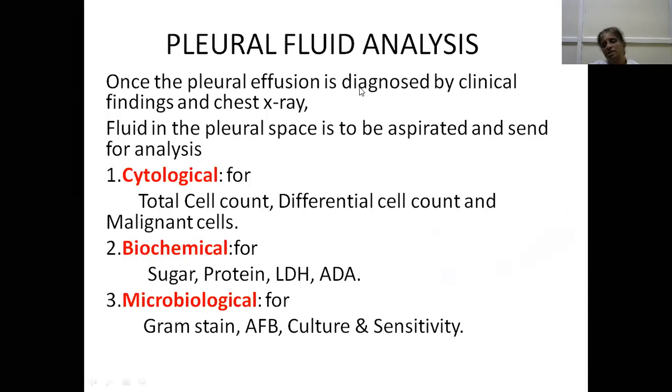So once the diagnosis is done, pleural fluid analysis should be sent. What are the tests that we do for pleural fluid? Once the pleural fluid is aspirated from the pleural space, we should send it for cytological, biochemical, and microbiological investigations. Cytological for malignant cells and TC DC. Biochemical is for sugar, protein, LDH, and ADA. And microbiological for Gram stain, AFB, and culture sensitivity.